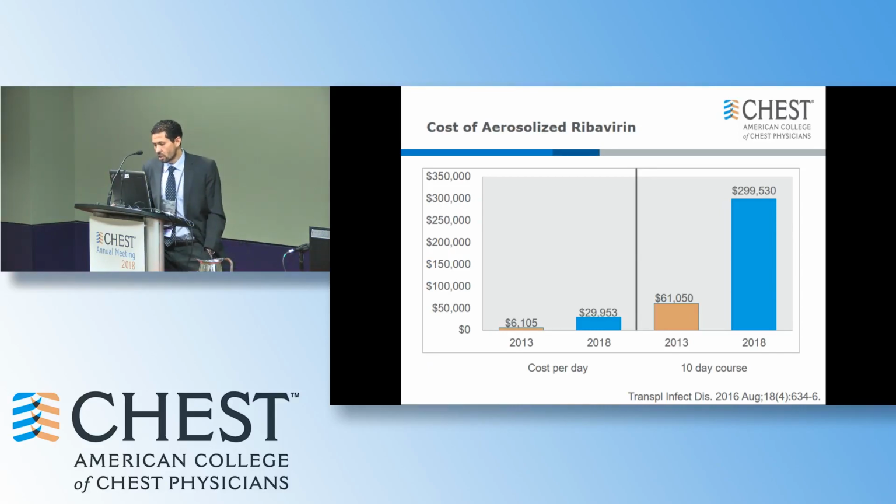As mentioned previously, the cost of inhaled ribavirin has risen significantly. In 2013, the cost per day for one inhalation was approximately $6,000. In 2018, this is now listed on Lexicomp at $29,953. And just to put that into perspective, the 100-day cost of an allogeneic stem cell transplant is about $203,000. So a 10-day course for someone with RSV will rival that of a stem cell transplant.